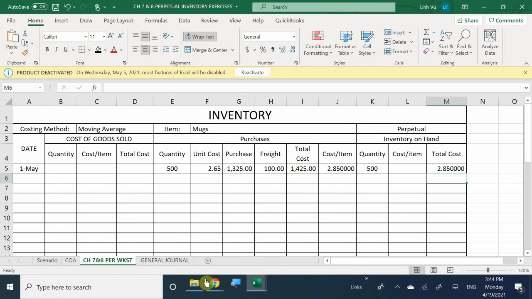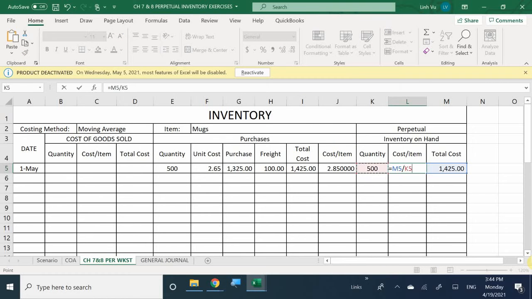Moving average. So where does my formula, when I'm calculating this, what am I calculating all the time? We're always calculating our average cost per item. So in this case, my formula lies in the middle, right? I'm always going to calculate my average cost per item because every purchase I make and every sale I make is going to affect my average. So in this case, it is still $2.85.